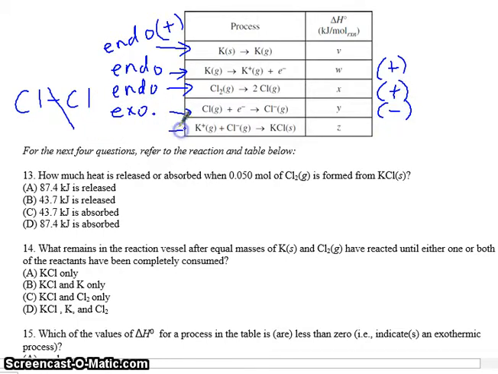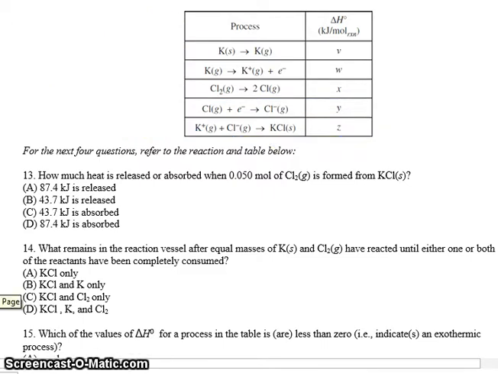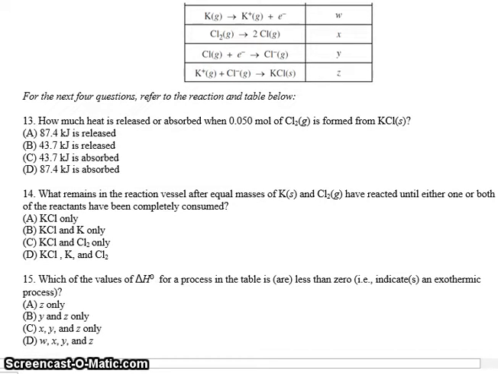And then likewise here, we're putting potassium plus and chlorine minus together into a compound. And this is definitely exothermic. We are forming a bond as well. So it is actually these last two equations. So Y and Z are the ones that are exothermic. So we can choose those as needed. So Y and Z only, the answer then here would be B.